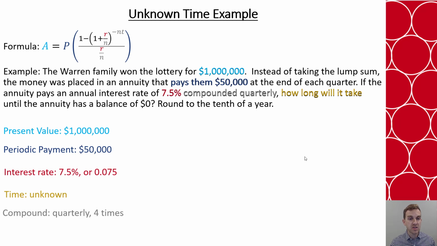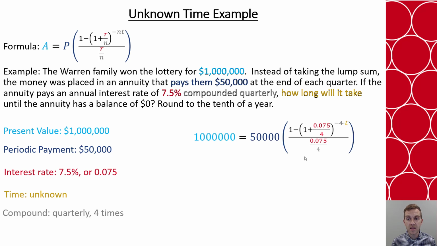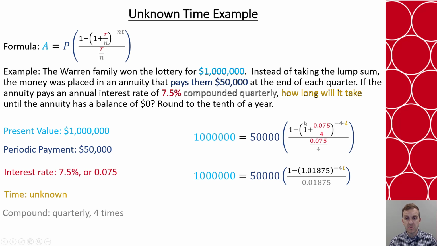Now, the until the balance is 0 means that we're going to pay out until there's nothing left. And that happens when time runs out. So let's substitute in our values and take this one step at a time. Now, like before, I'm going to simplify my 2 fractions. Now I see I can't do raised to the negative 4t because t here is an unknown. So I need to start working on the other parts.